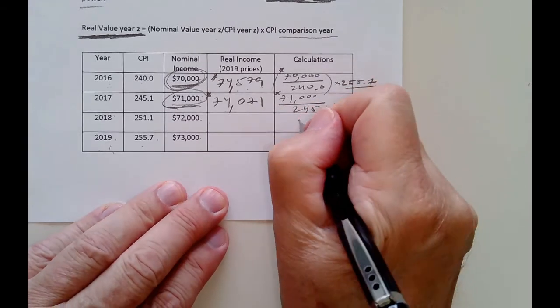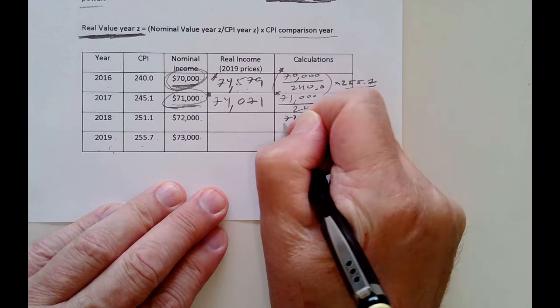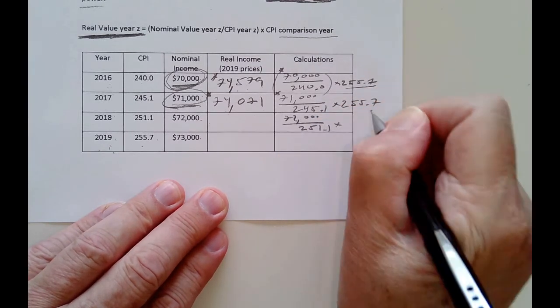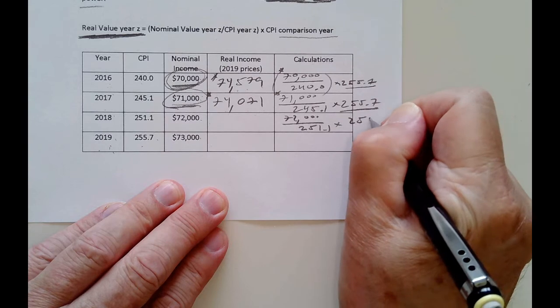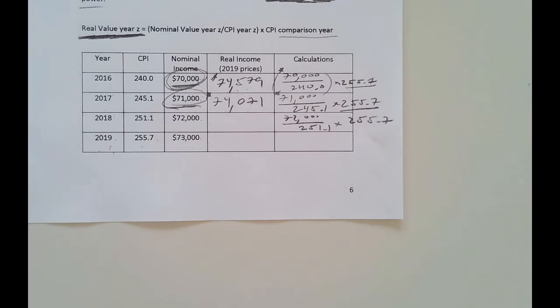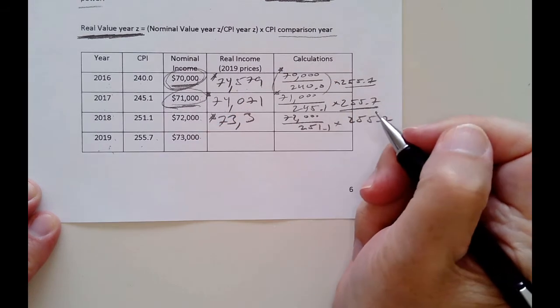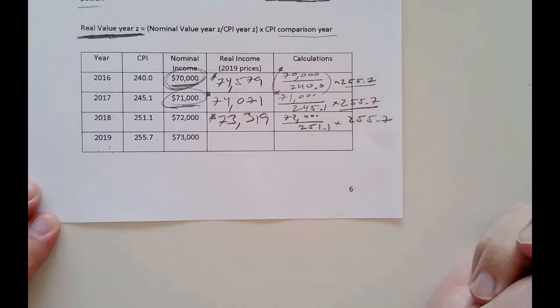To the next one, we take 72,000, divide by its CPI, which is 251.1, and again times by the same number we did in the first two calculations. So we take 72,000, divide that by 251.1, times that by 255.7, and that gives us $73,319. I'll round to the nearest whole dollar.